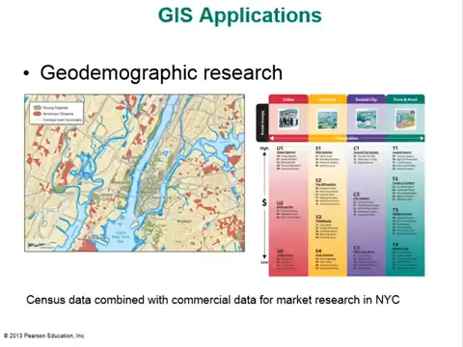A couple of really good examples are FedEx and UPS. They'll actually map out ahead of time what their delivery route is going to be, and they can do that using GIS and maps and figure out what's going to be the most efficient route for the driver to follow.